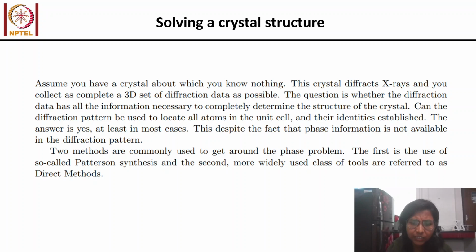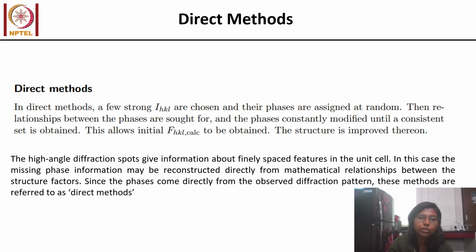However, the phase information is lost, and we are not able to solve the structure without the phase information, so we need to use some kind of methods to get around the phase problem. The first is the Patterson vector, Patterson map, or Patterson synthesis, and the second one is the direct method. So first we will talk about the direct methods.